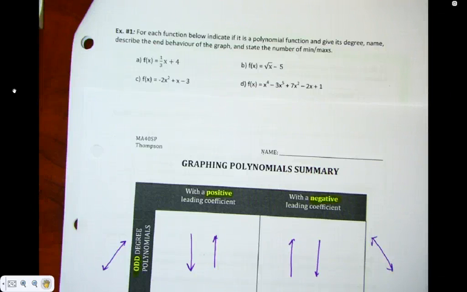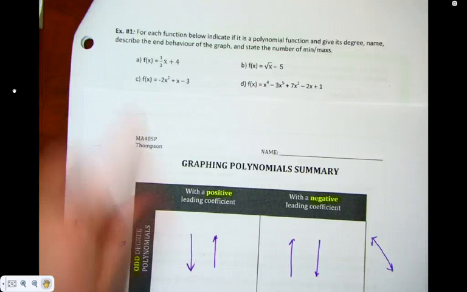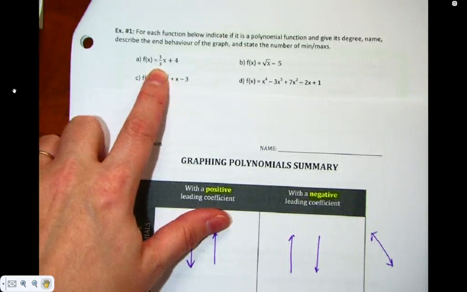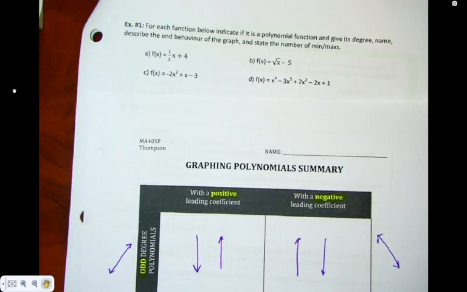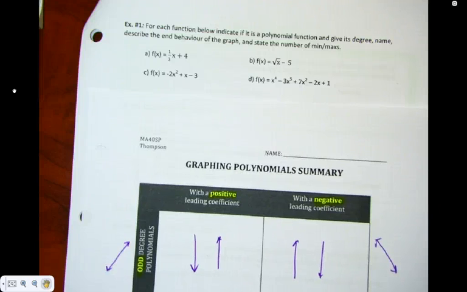Because it's a degree of 1, what's its name? Linear. What's the end behavior? So what you're looking at is the number in front of the x. Is it positive or is it negative? It's positive, so picture a line in your head that's going upwards that has a positive slope. That means the left-hand side goes down, right-hand side goes up. How many max-mins? We take the degree minus 1. So it's a degree of 1, which means it has 0. So I'm just going to repeat that. It's a degree of 1. It's a linear graph. Left-hand side goes down. Right-hand side goes up. Number of max-mins is 0.